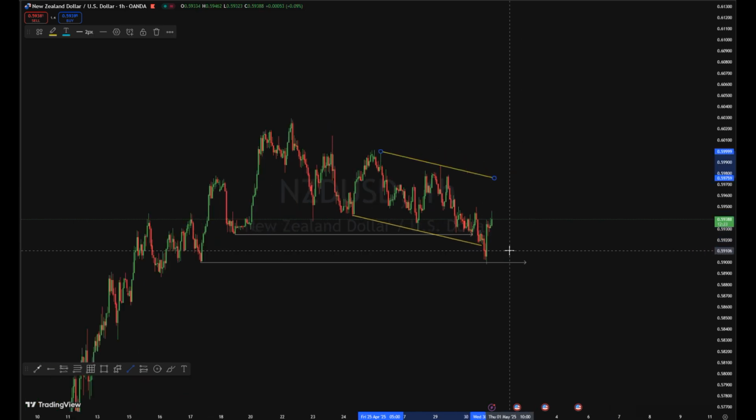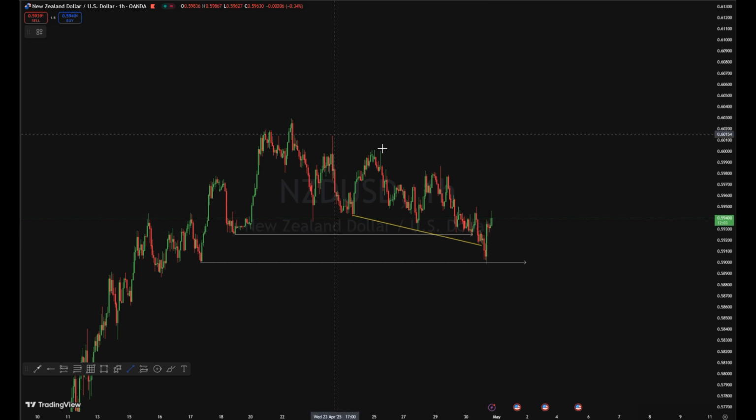The reason why I didn't take this entry, guys, is that price broke the trend line in an impulsive manner. So price broke aggressively through the trend line. That's the reason why I didn't want to take a risk entry right there.